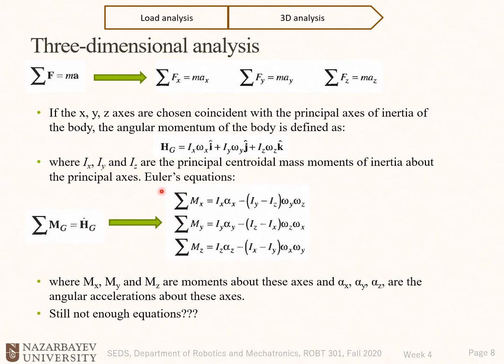So how many equations do we have now? We have three here for the forces in three-dimensional analysis, and three for the moments. So in total, we have six equations. Are they enough or not? It depends on our problem. For one problem, they might be enough. Otherwise, you might need some other equations, and the number of unknowns could be more than six, so we need to find other equations.